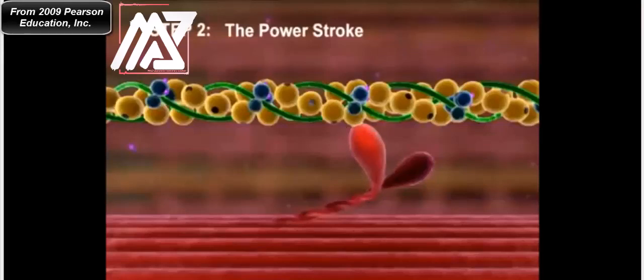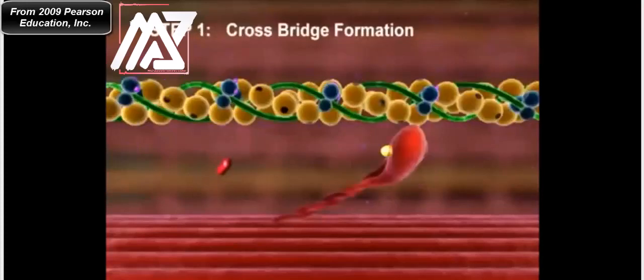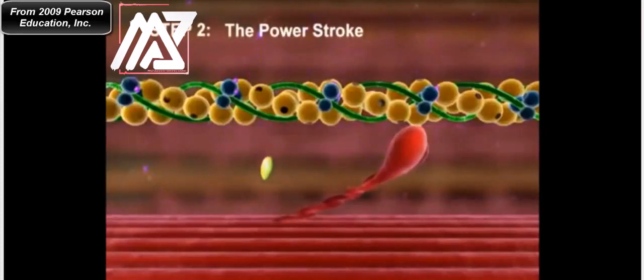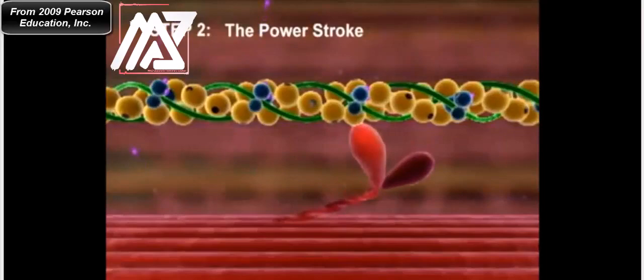Let's watch that again because it's really important. So phosphate dissociates, which strengthens the myosin-actin interaction, and then ADP dissociates from the myosin active site, and then what you get is the power stroke. Notice the contraction. Hopefully that makes a little bit of sense.